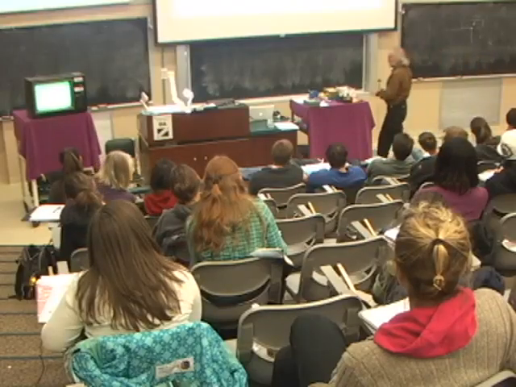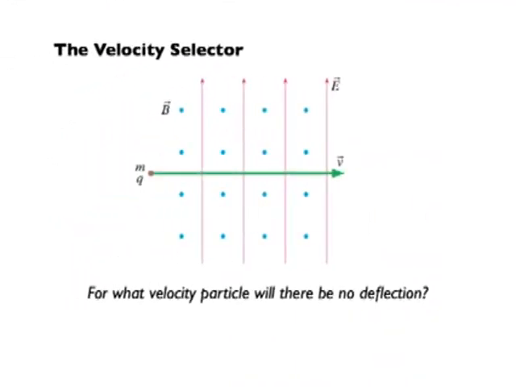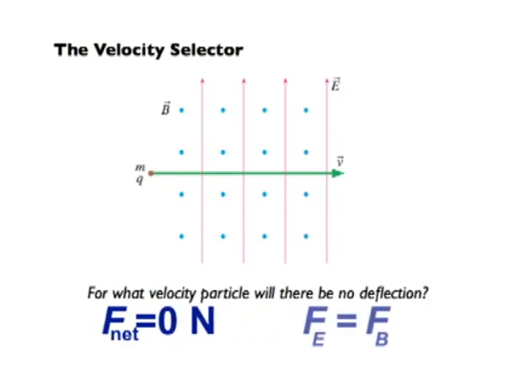So I can ask this question. For what velocity particle will there be no deflection? If there's no deflection, what can you say about the net force? Zero. Zero net force. Oh, so I know the electric force and the magnetic force are in opposite directions. If there's no net force, what can I say about their magnitudes? Equal. Equal magnitudes, opposite directions. Excellent.